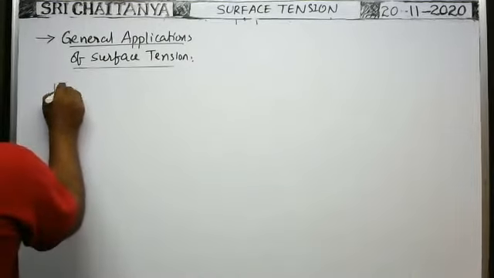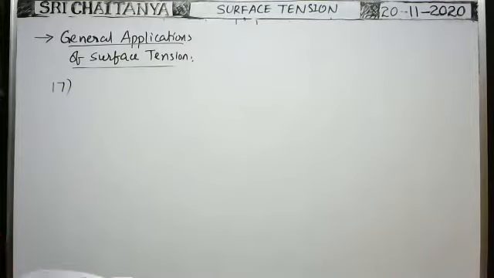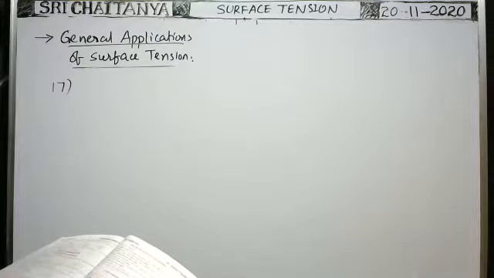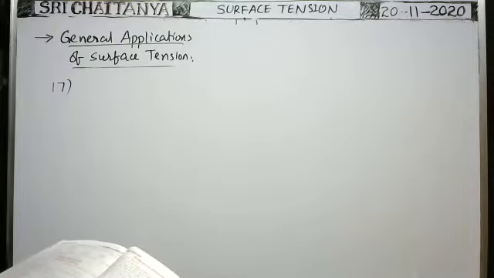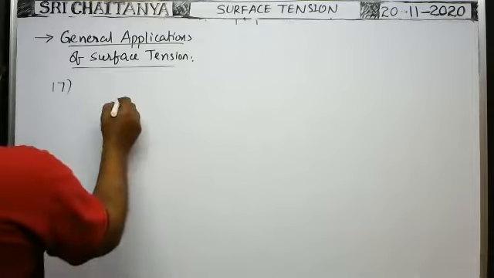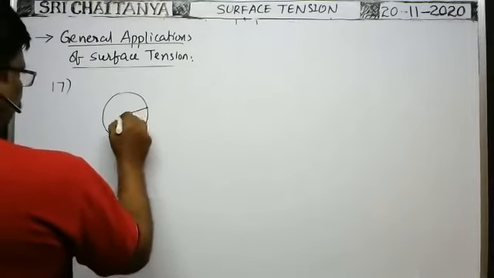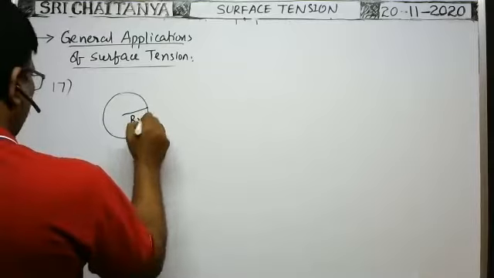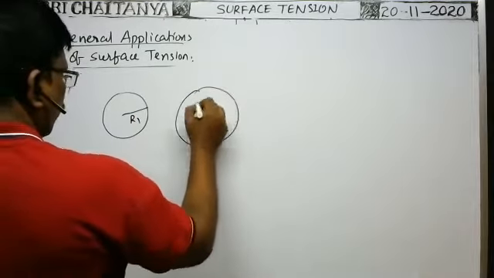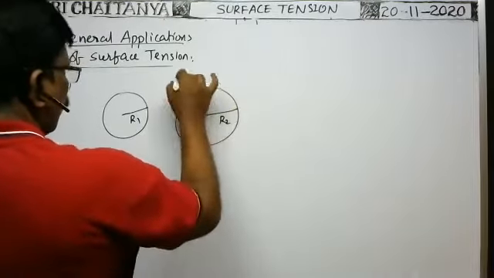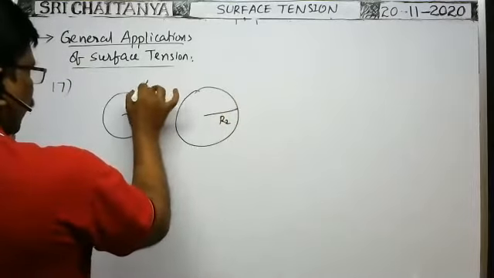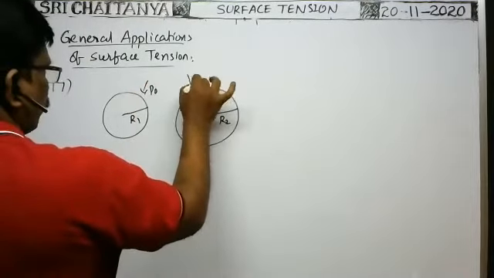Next, 17th one. The radii of the soap bubbles are R1 and R2 respectively. The ratio of masses of the air in them will be? P0 is the atmospheric pressure. The radius of one soap bubble is R1. The radius of another soap bubble is R2. These two are produced in the atmosphere, so atmospheric pressure acts over them.